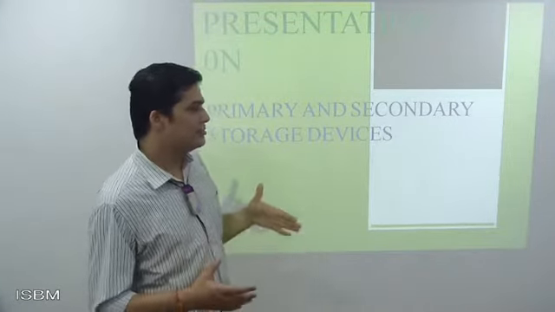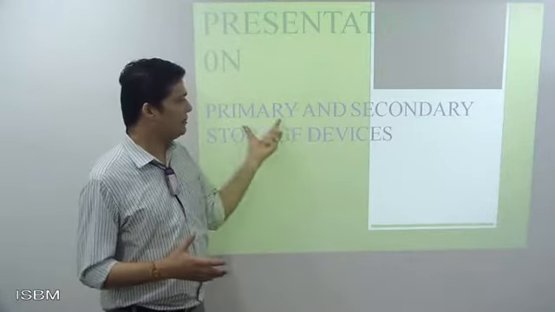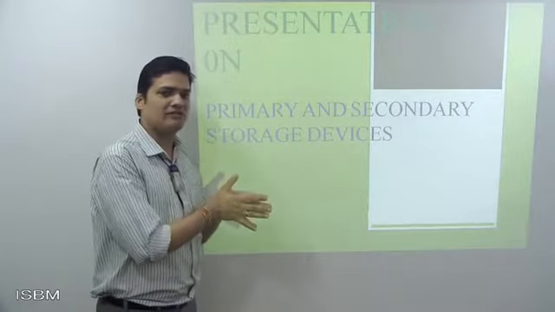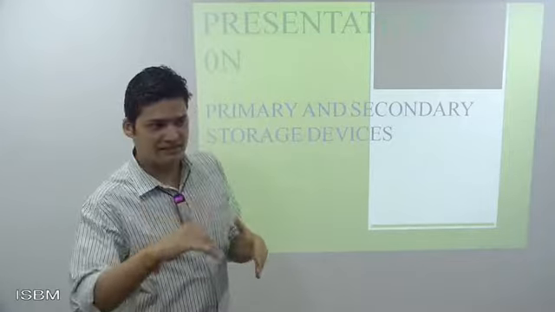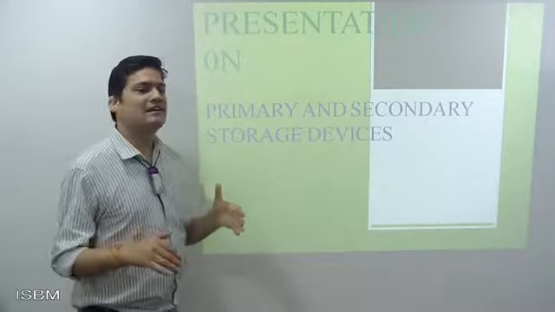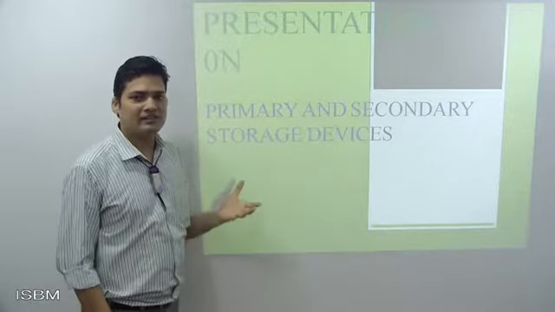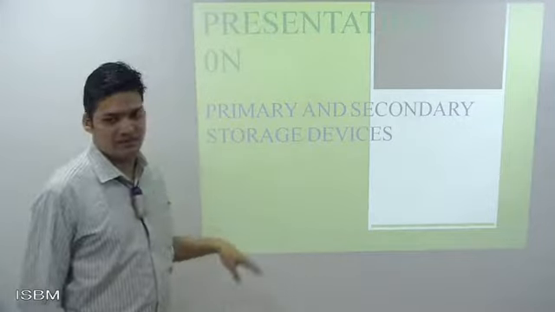There are different devices available in the market in which you store data. Basically, they have been bifurcated into two parts: primary and secondary storage devices. Some of the devices which are primary for the system are called primary, and those which are not primary are taken as secondary devices. So what are primary and secondary devices, and what are the differences between them? We are going to see that in this chapter.